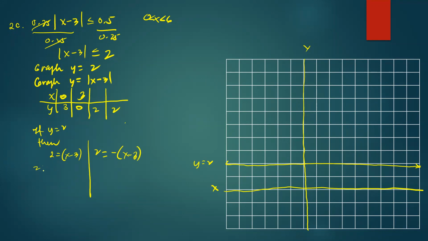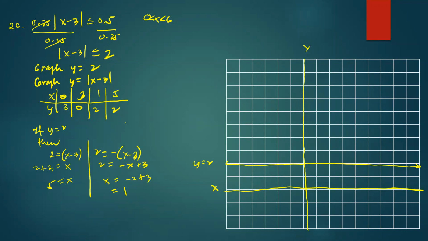So we have 2 plus 3 is equal to x. Okay. Or x is equal to 5. The other side is 2 is equal to negative x plus 3. Or we have x is equal to negative 2 plus 3, or that is equal to 1. Okay, so we have 1, 2, and we have 5, 2.